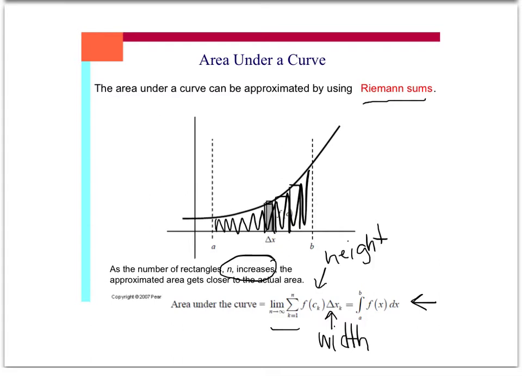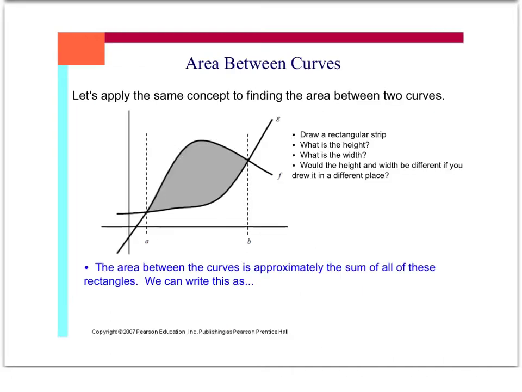Now, using this idea, we're going to still use the idea of Riemann sums and integrals, but now instead of the curve and the x-axis, it's going to be between two curves, okay? So here's an example where we have two curves. We have the curve F and the curve G, and we want to find this area between the two curves. Well, like we did before, we're going to draw rectangular strips between the two curves to visualize what's going on here. So you can see the more rectangles I draw, the closer my approximation will be to the area between the two curves.